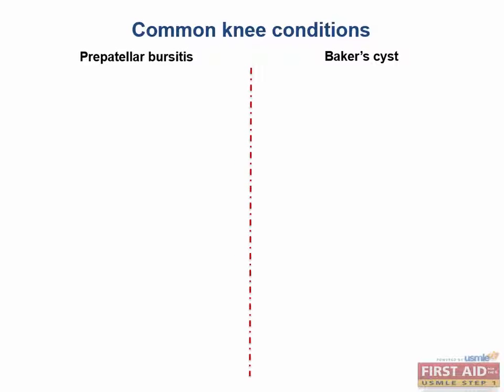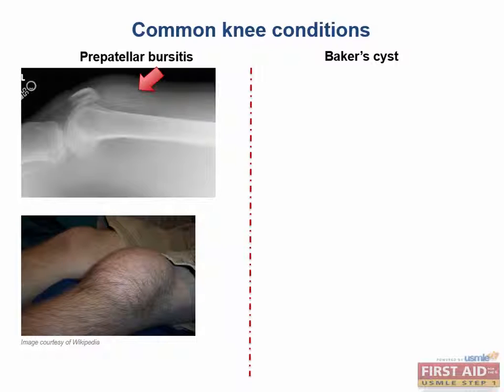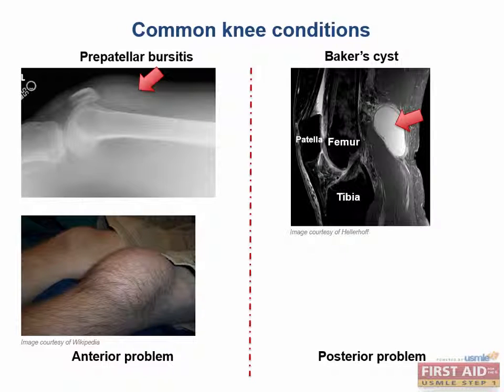Prepatellar bursitis is also known as housemaid's knee because it's usually caused by extensive kneeling, and the bursa over the patella gets inflamed and painful. This is a superficial anterior problem. A Baker's cyst, on the other hand, is a posterior problem. It's a popliteal fluid collection that usually results from chronic arthritis. Cyst is a misnomer because it's actually usually an open communication with the synovial sac.